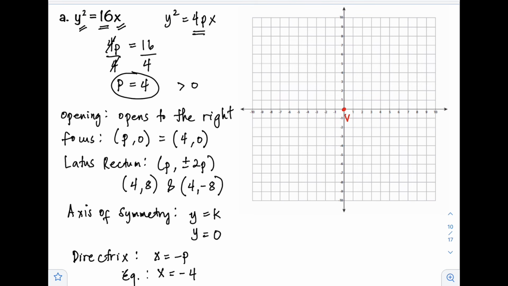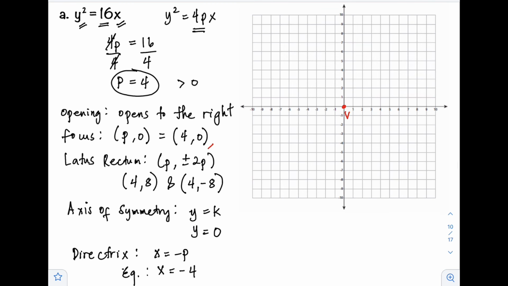Nakuha ba guys? So after natin ma-plot si vertex, ang next yung ipa-plot is yung ating focus. So si focus is makikita kay (4, 0). So nandito siya sa right side ng ating vertex. Then, alam naman natin, yung opening ng ating parabola is opens to the right. Okay? So, next is, alamin naman natin kung gaano ba ka-wide yung ating parabola.